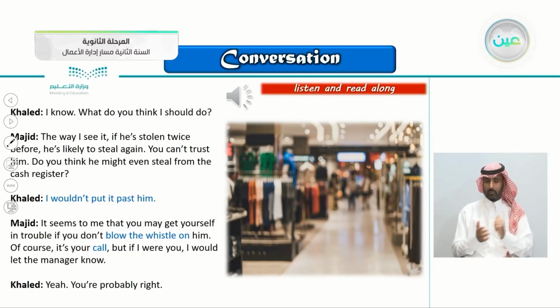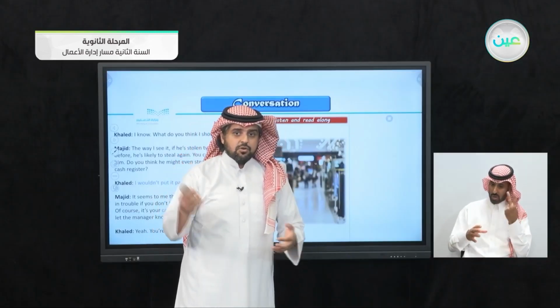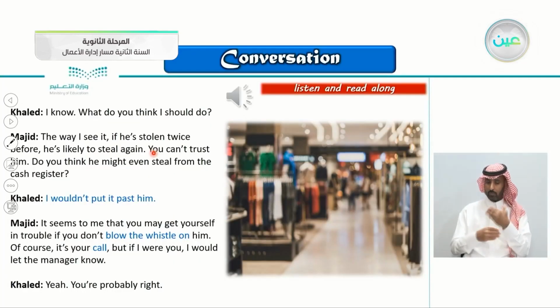So, Khalid: I know. What do you think I should do? So Majid here, he is being logical. He's being reasonable. The way I see it, if he's stolen twice before, he's likely to steal again. He said, you caught him twice. So he will do it again in the future. You can't trust him. Do you think he might even steal from the cash register? So it's more than clothes, money. He said, I wouldn't put it past him.